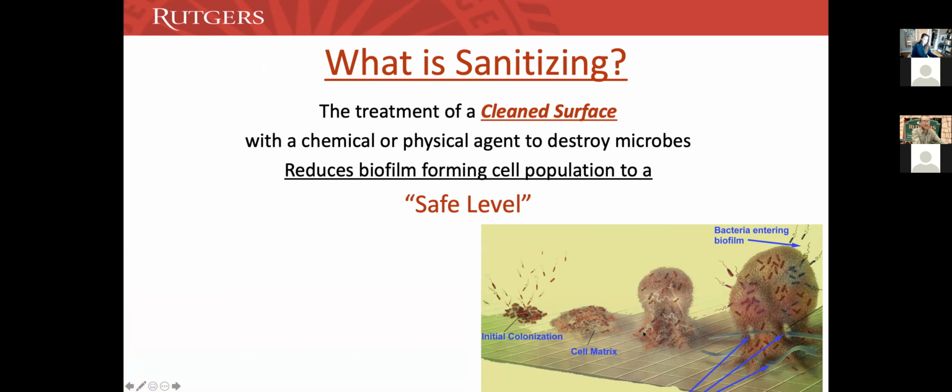In order to sanitize, you need to clean the surface, because remember, this is what we were cleaning off. We were cleaning off these big chunks in the first place because this is the area that we could sanitize. For sanitation, there's chemical or physical agents such as heat that are able to destroy the microbes that are in this much smaller or much less dense population. And it reduces the biofilm forming cells to a safe level.